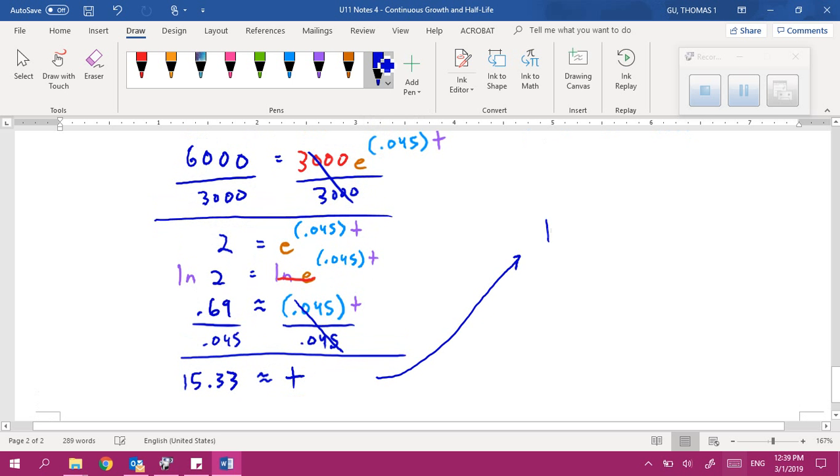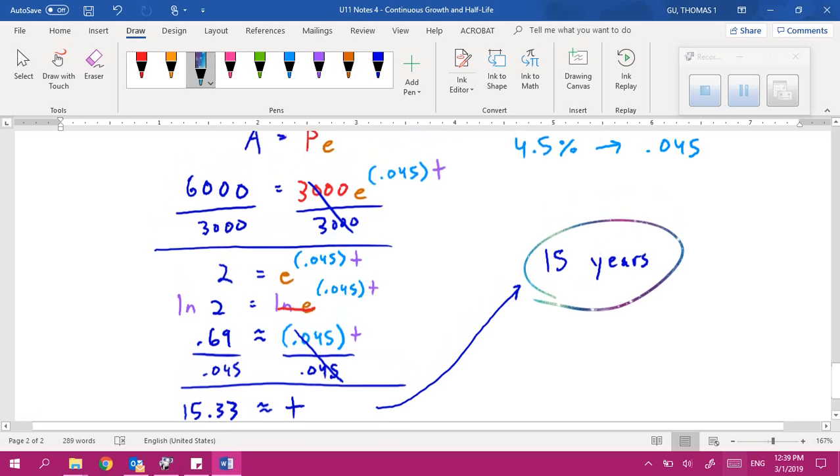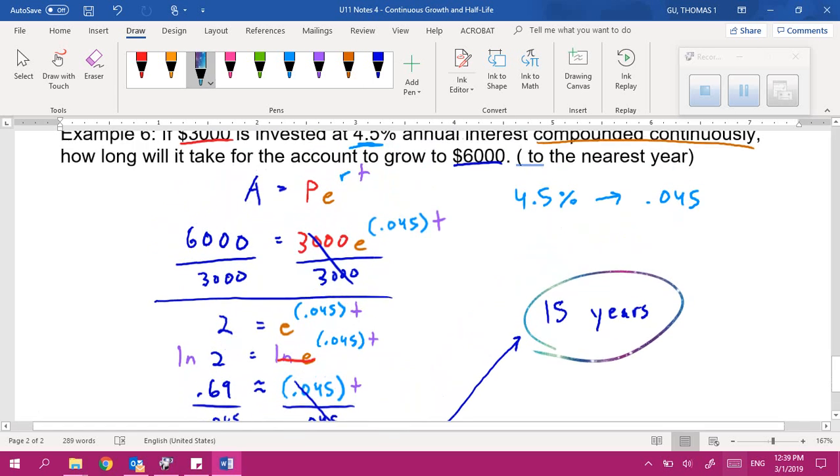Now, why did you say 15 years? Because you can have 0.3 of a year, right? Because that's just 4 months. But yeah, if you read the question, it says to the nearest year. The question will always tell you how to answer it, okay? So make sure you actually do read the question.